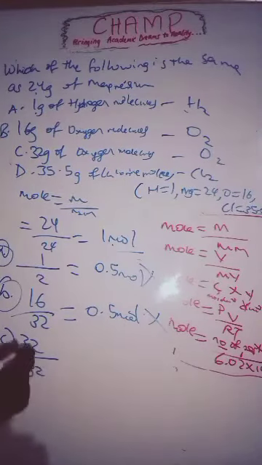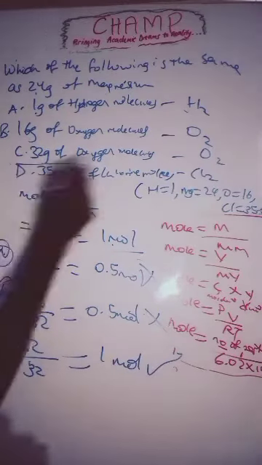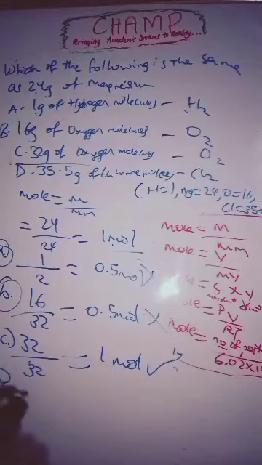16 times 2, 32. 32 over 32, 1 mole. So this is your answer. Option C is correct. You can try option D too.